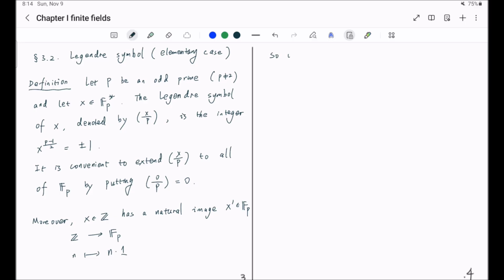So we can define, for an integer x, its Legendre symbol modulo p to be the Legendre symbol of x prime mod p. From here, you can see immediately that when we extend this definition to all of the integers, then if two integers x and y are congruent modulo p, then they have the same Legendre symbol.